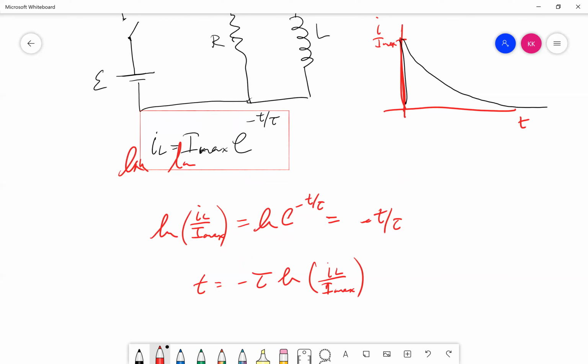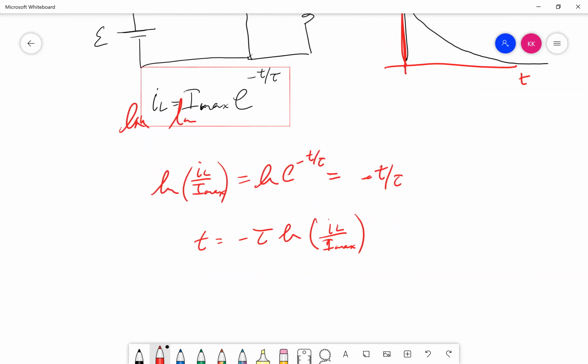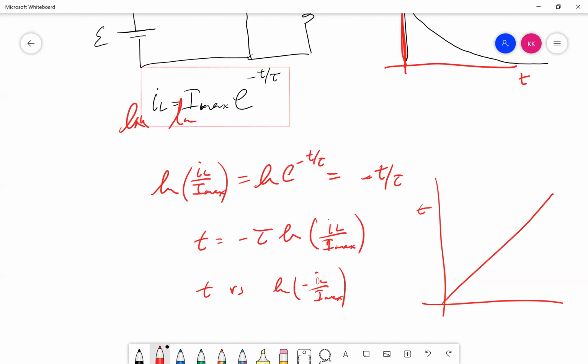That means the difference here is there's no longer a negative 1. We're going to use this again to plot the second data set for the decrease in current. It's going to be t versus ln of IL over I max. And again, you're going to get a graph that is linearized, because that's how we plot this. And again, the slope will be equal to your tau. And then you basically verify the calculation again for the inductor.